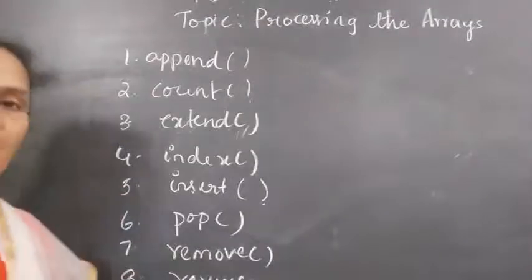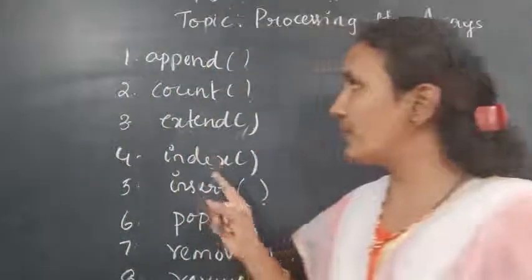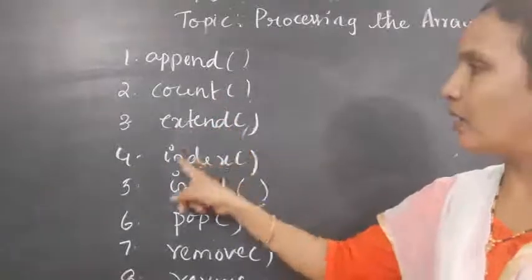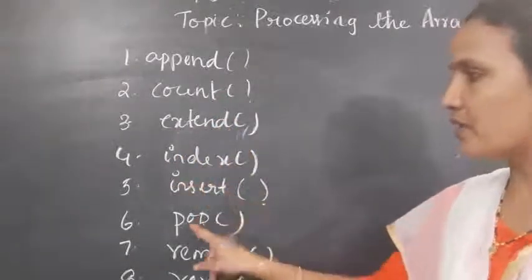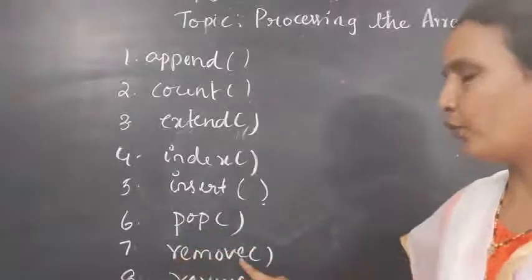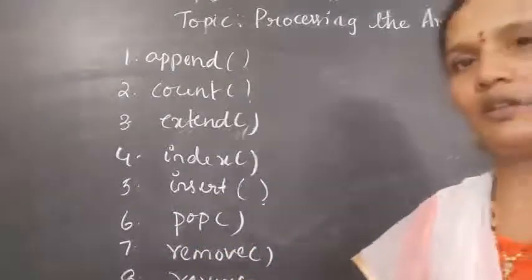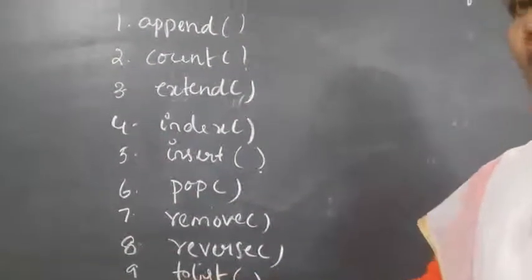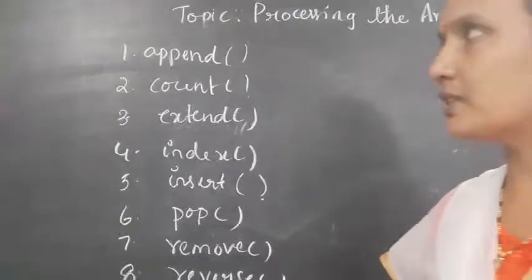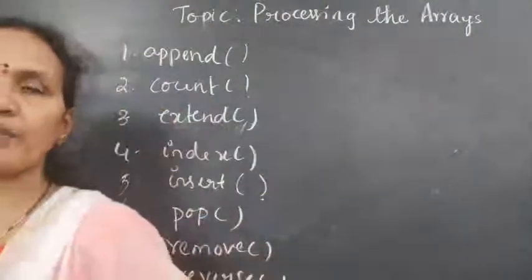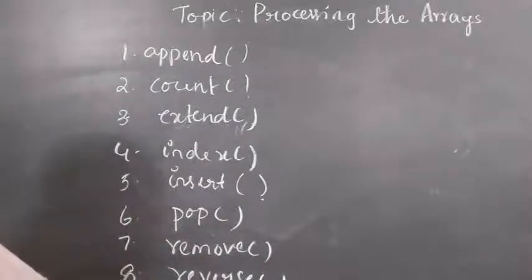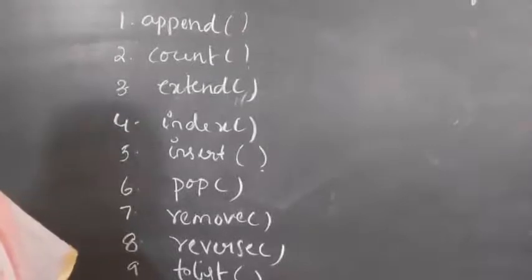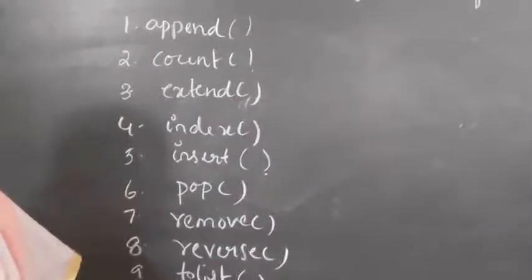Here we have a list of methods. You can see append, count, extend, index, insert, pop, remove, reverse, and so on. These are the methods available in Python that you can operate on arrays. Just take a screenshot of this, all of you. There are 9 methods. Now we will discuss each and every method.